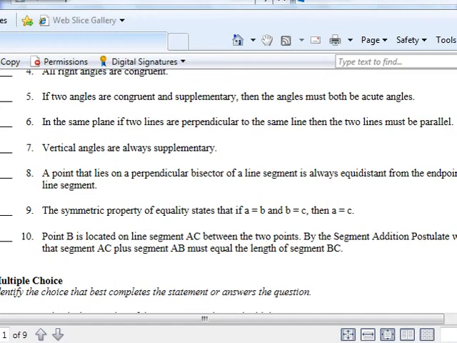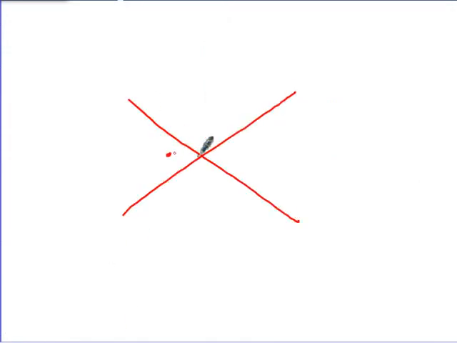Vertical angles are always supplementary. Tirsa, are vertical angles always supplementary? No, they are always... careful, vertical are. Here's vertical. Let me draw a picture of vertical. This angle and this angle, those are vertical. They would always be congruent. Okay. They are not always supplementary.